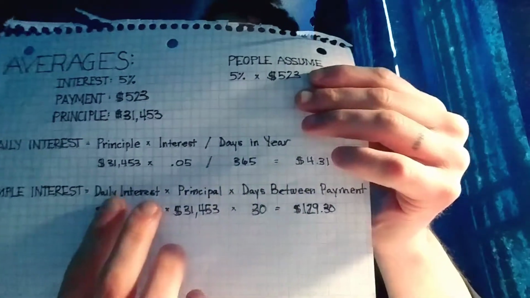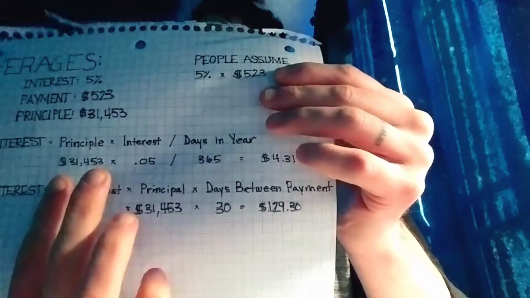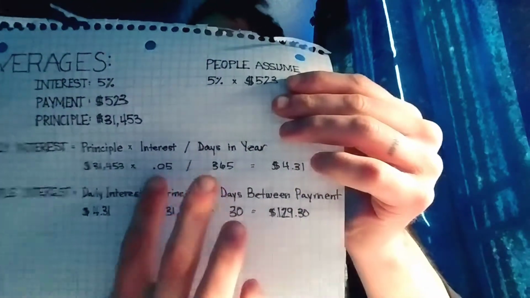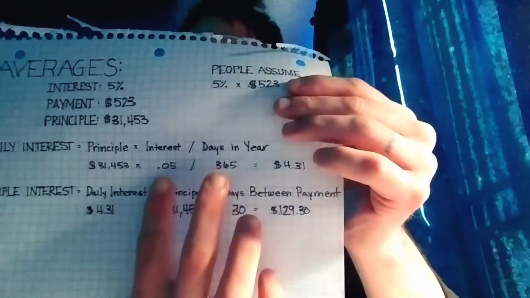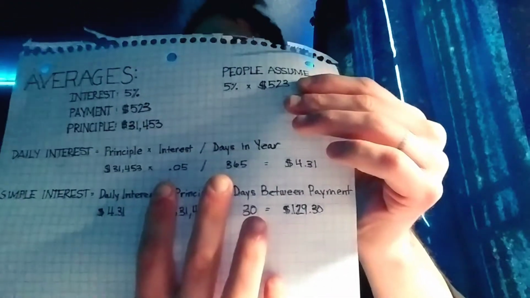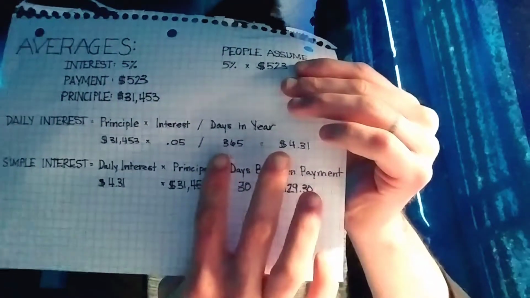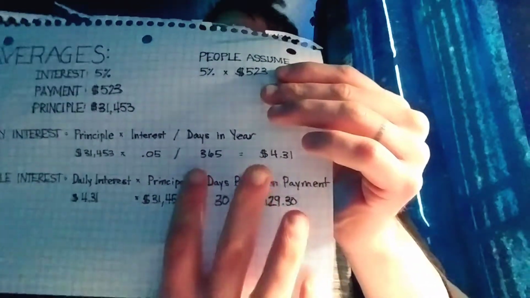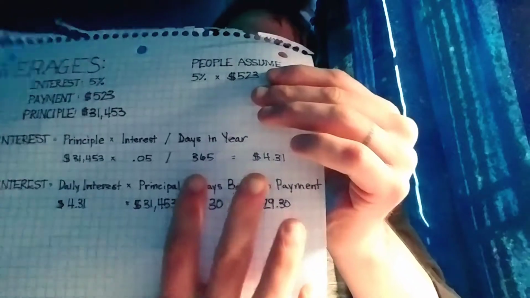Now to figure out our daily interest, what we need to do is we're going to multiply our principal times our interest, and this is very important. Anytime we're multiplying interest, it needs to be in its decimal form, so that'll be 0.05. Then to get our daily interest, or per diem, we need to divide that by the number of days in the year, which is 365. So we come out with a daily per diem, or daily interest, of $4.31. So now that we understand what the daily interest is, let's take a look at that whole equation together.